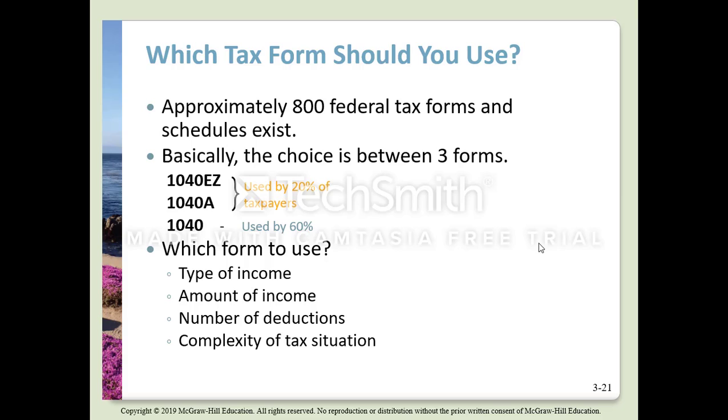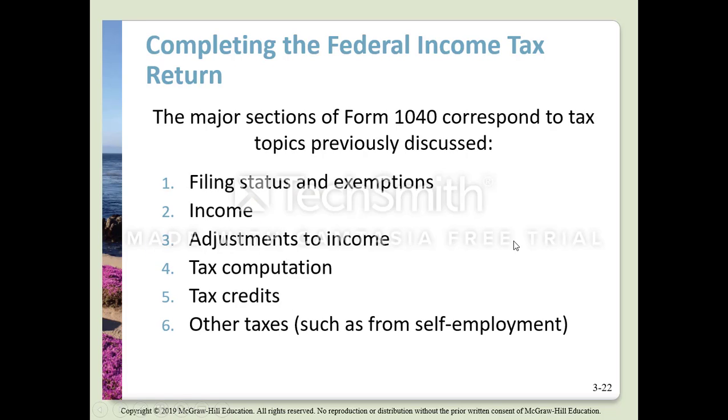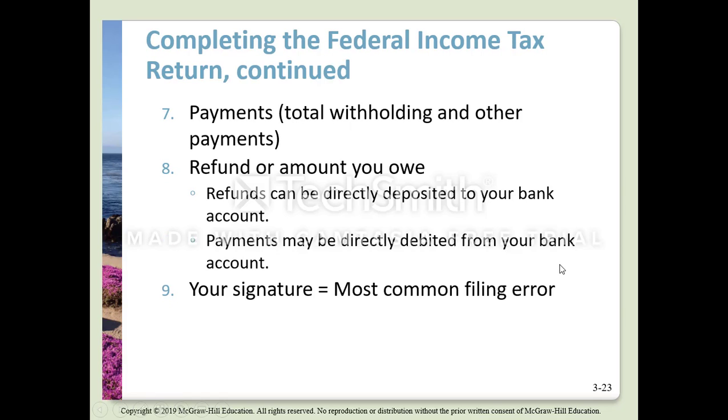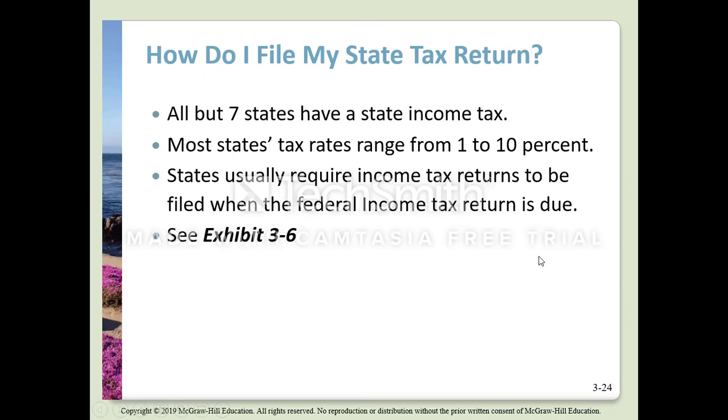However, if you don't have any dependents or you have a much smaller income, you may choose to use the 1040A or the 1040EZ. And here are the sections of the 1040. There's the filing status and exemptions, income, adjustments to income, tax computation, tax credits, other taxes, then payments or refunds, and then your signature, which is the most common filing error. You must have a signature.